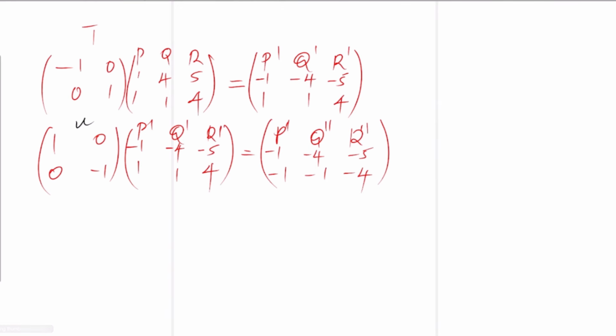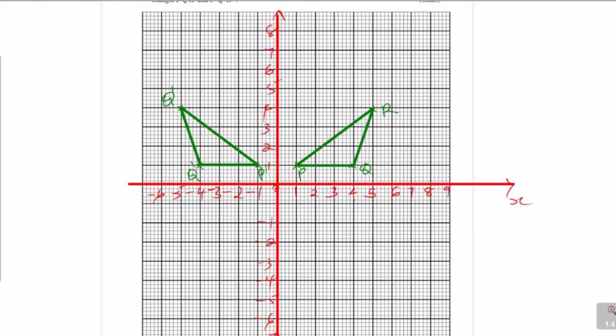Then the other one, the third one, P double prime, Q double prime, R double prime. P double prime is negative 1, negative 1. Check the scale, the way I wrote the scale. So negative 1 is supposed to be there. Negative 2, negative 3, negative 4, negative 5, negative 6. So negative 1, negative 1 is supposed to be there. So that is P double prime.